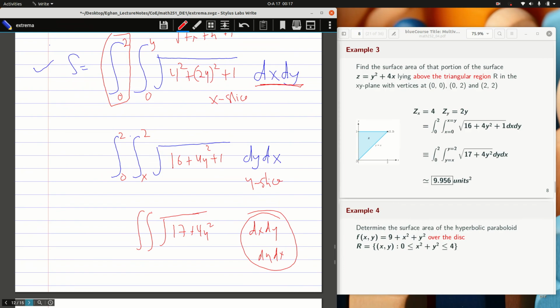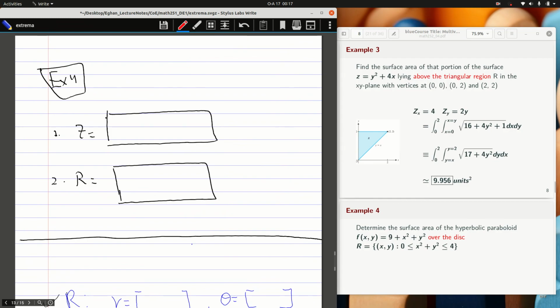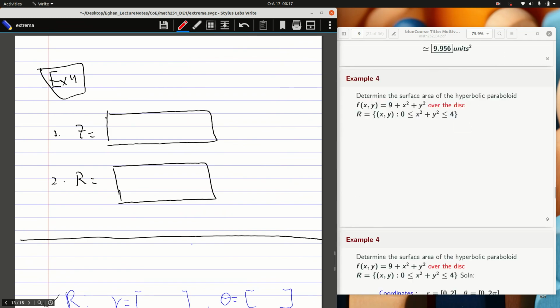The last example here, again, I need to determine my surface. It's given by 9 plus x squared plus y squared, and this is the same as the function f of xy because it's in terms of two variables. What is my domain? It says it's a disc. A disc is a circle.